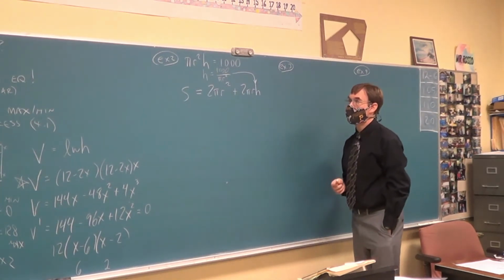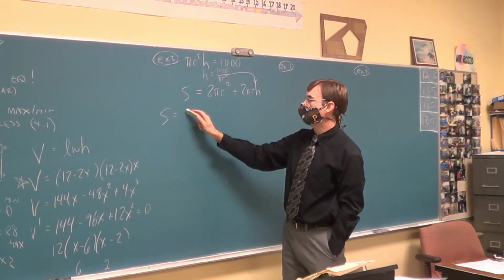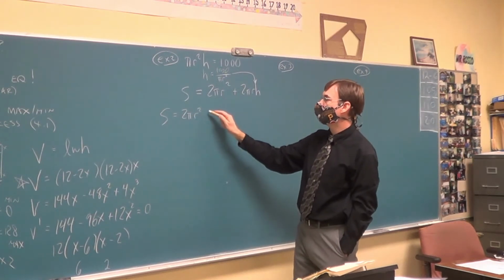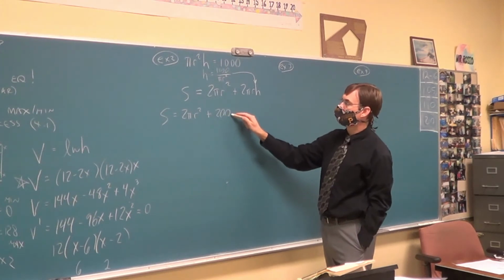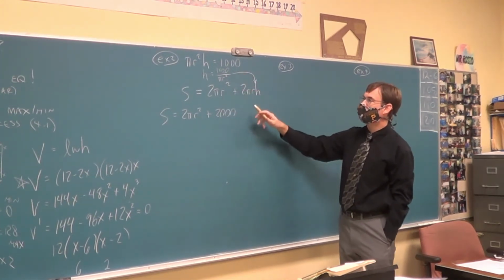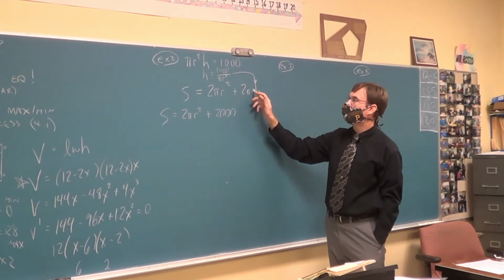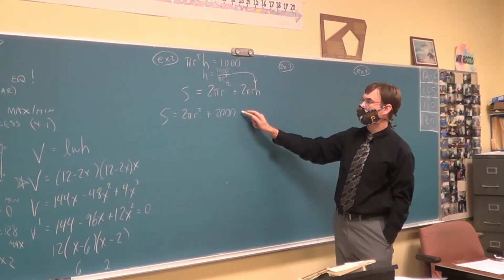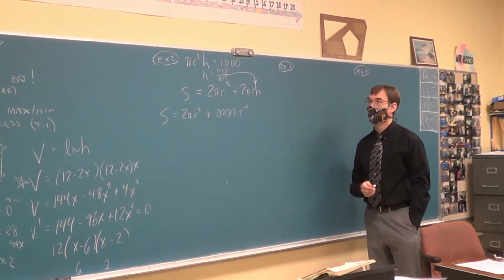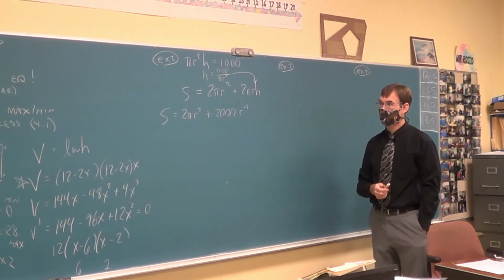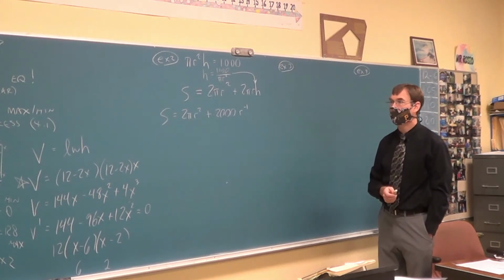We can stick that in here and have a better equation for derivative purposes, which would be 2 pi r squared plus 2,000 from 2 times 1,000. What would happen to the pi's? They'd cancel. The r would cancel some of the r squared, and we'd get an r on the bottom. I'm going to write that as r to the negative 1. Question about that?